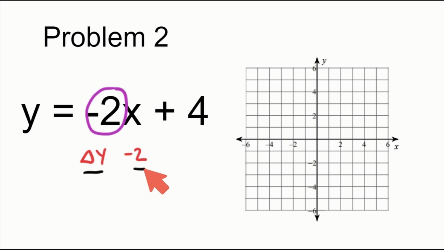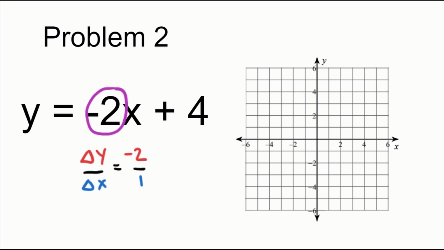Now let's go ahead and think about what our change in x is going to be. Notice that this does not have a denominator. So if there's no denominator, we can assume that this is over 1. Because negative 2 divided by 1 is negative 2. So our slope can be broken down to negative 2 over 1.